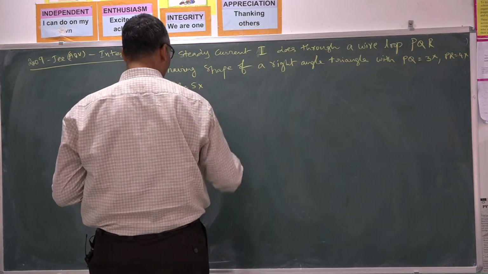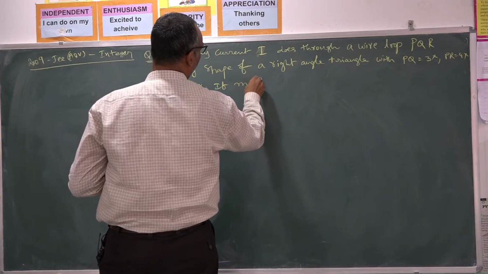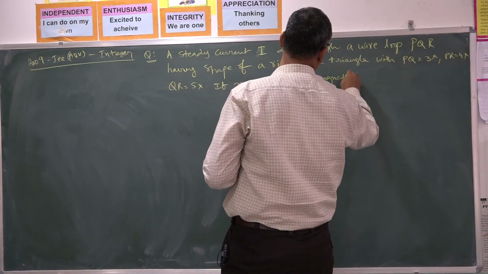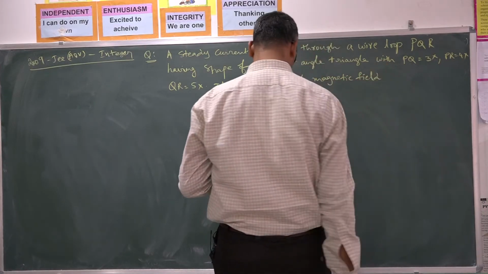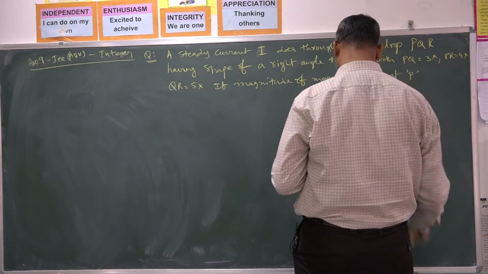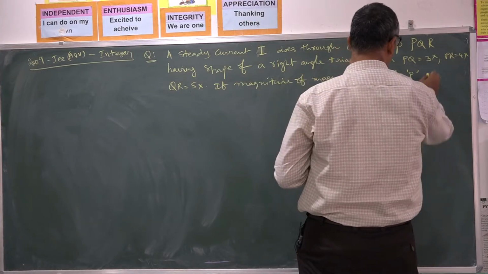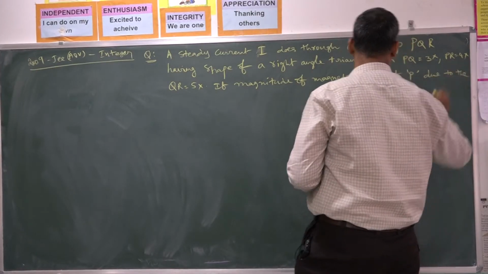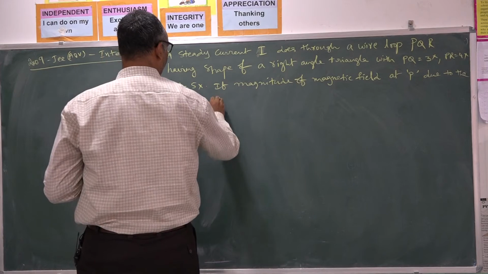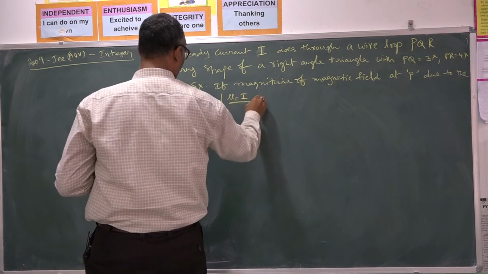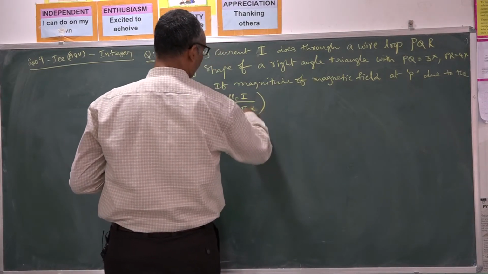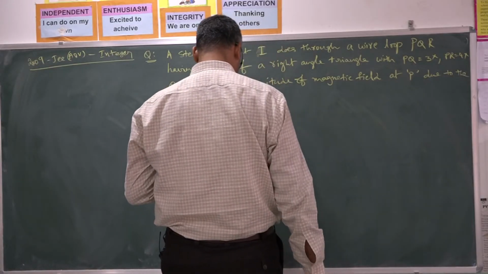If magnitude of the magnetic field at P due to the loop is K into mu naught I by 48 pi x, then find K value.